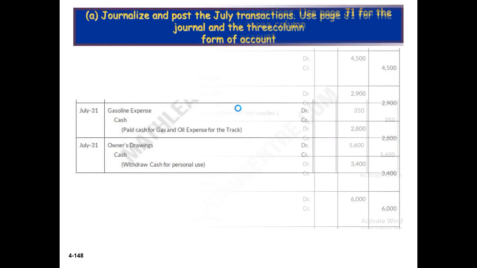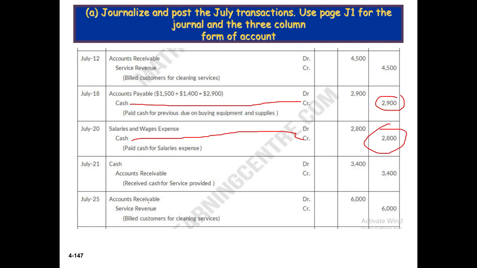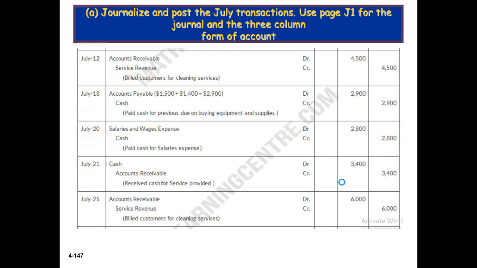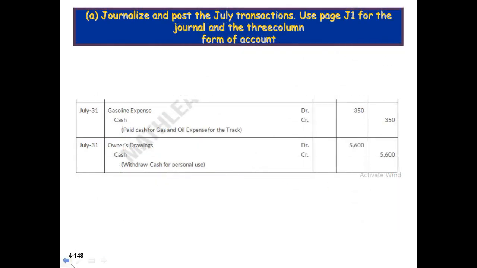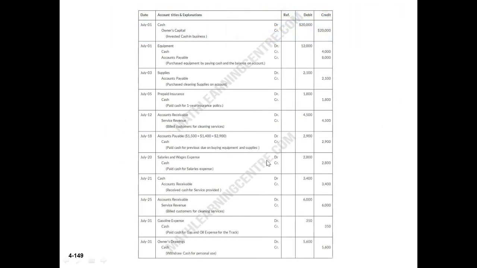Here cash credit 2,900. Cash credit here 2,800. Here cash debit 3,400. And here also cash credit $350. And here also cash credit 5,600. So with the debit and credit combination, finally we get a balance here.